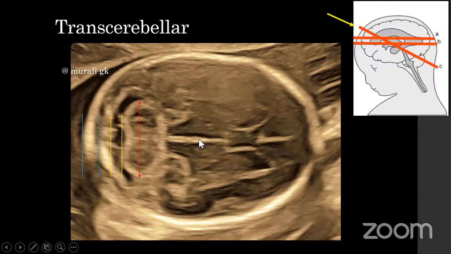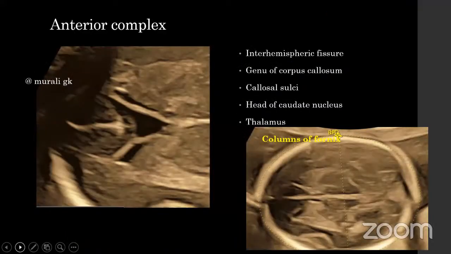You go below, you are seeing the cerebral peduncles. Then you go back, you're seeing the cerebellum, the vermis, then the posterior fossa structures, basically cisterna magna and the nuchal fold. Now coming to the one structure we always see, called the anterior complex.